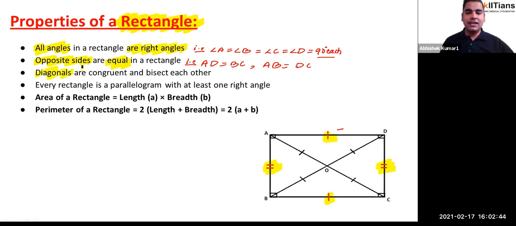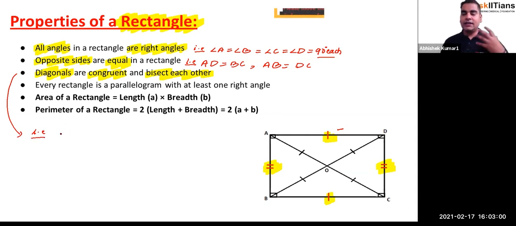What's the third property? The third property is that diagonals are congruent and bisect each other. Let us understand the meaning of congruent. Congruent means the diagonals have equal length. So property 3 says that the diagonals are congruent, that means the diagonals we are discussing here have the same length. So you can say that AC is equal to BD. That's the first thing you have.